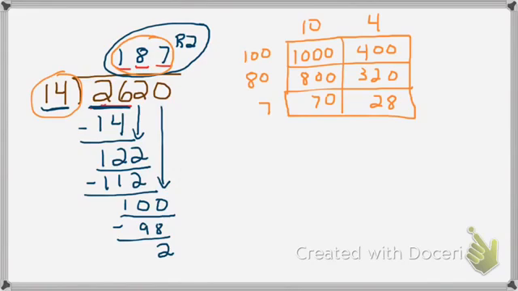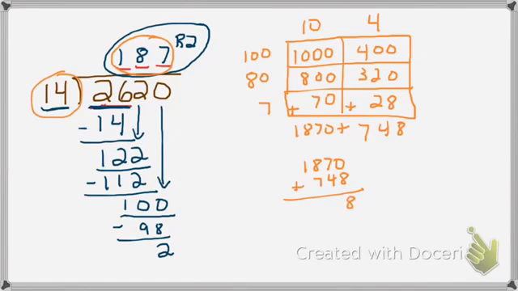I like to add up my boxes because I think it makes less chance of making an addition mistake. So I will say 1,000 plus 800 plus 70 equals 1,870 plus 400 plus 320 plus 28. Well, 0, 0, and 8 is 8. 0, 2, and 2 is 4. And 4 and 3 is 7. Take those numbers, line them up nicely, and add them up.